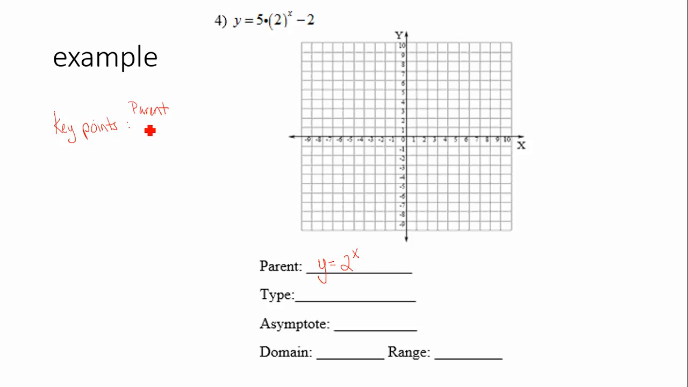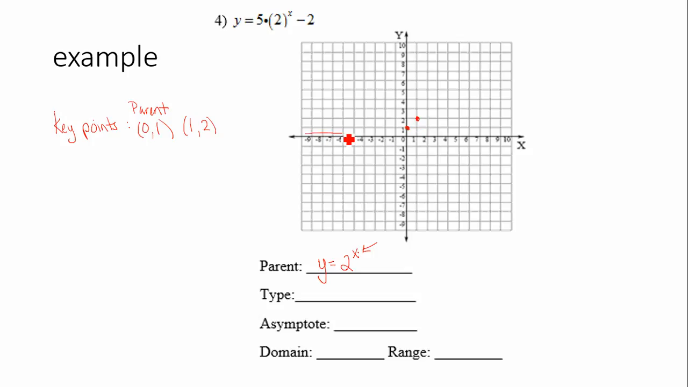Well, I'd plug in the number 0, and I'd get 0 here. 2 to the 0 is 1. Okay, then I'm going to plug in a 1 right here on the parent function. 2 to the 1 is 2. So I have 2 key points. I have 0, 1, and 1, 2.